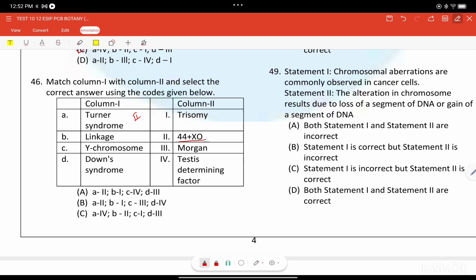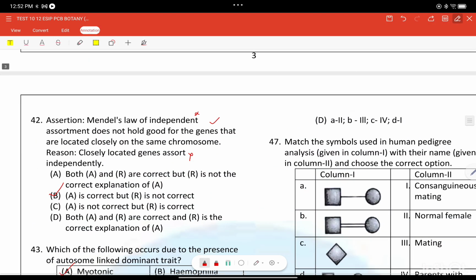Linkage is discovered by Morgan. Y chromosome is the sex determining factor. Down syndrome is trisomy of 21st chromosome. So answer is 2341.